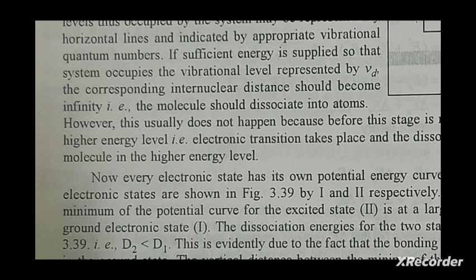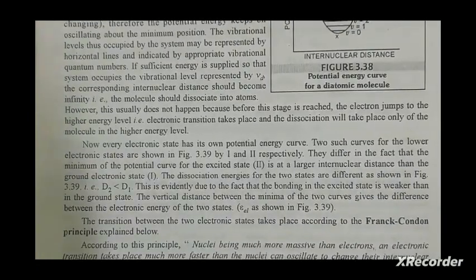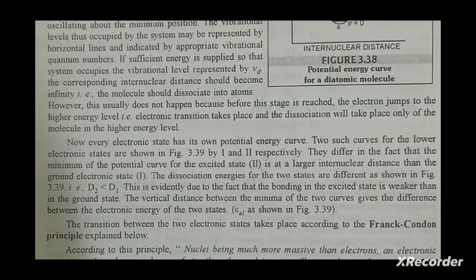However, this usually does not happen because before this stage is reached, the electron jumps to a higher energy level. Electronic transition takes place, and dissociation will take place only from the molecule in the higher energy level. Now every electronic state has its own potential energy curve. Two such curves for the lower electronic states are shown in the figure by 1 and 2 respectively.